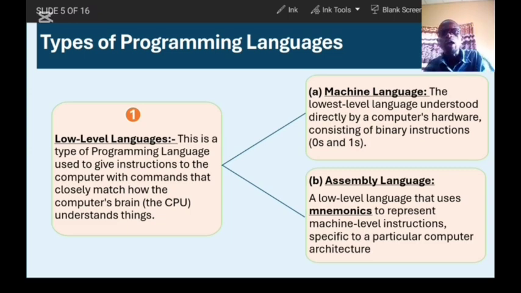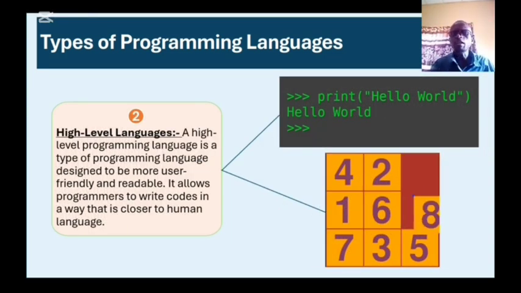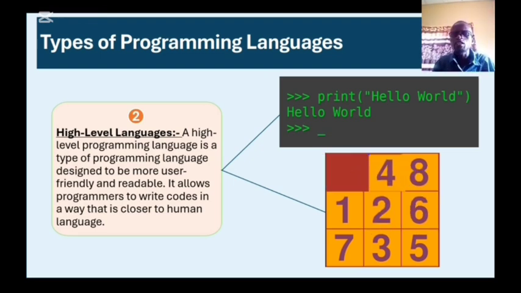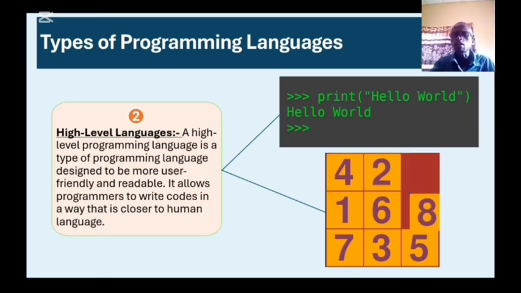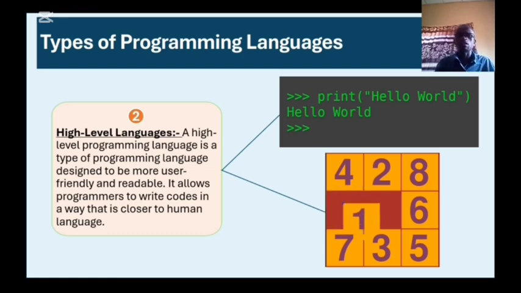Now let's go to high-level language. A high-level language is a type of programming language that is designed to be more user-friendly and readable. It allows programmers to write codes in a way that is closer to human language.